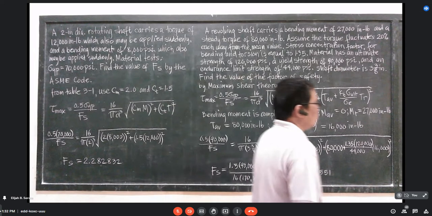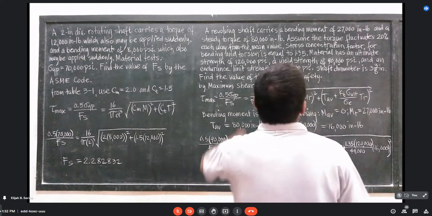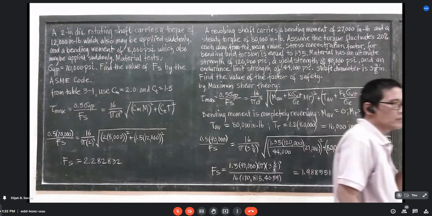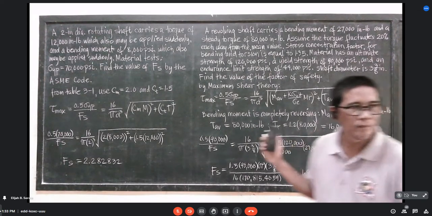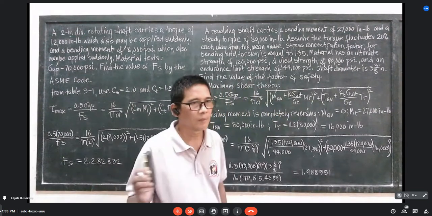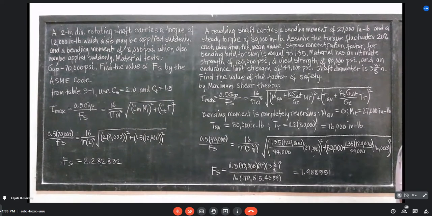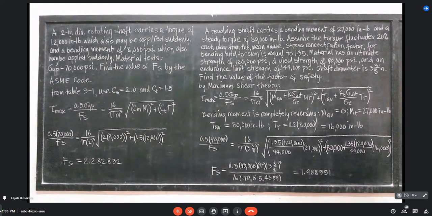However, for the moment, let us look at the moment. The value for the bending moment is 27,000 inch-pound, and it is only a single value. So meaning it did not fluctuate. So where is it supposed to be? Is it for the range or for the average?